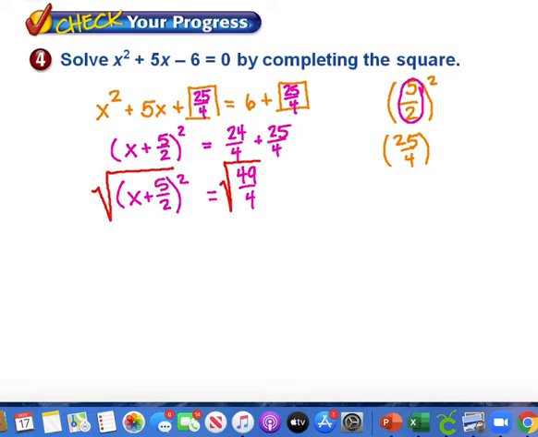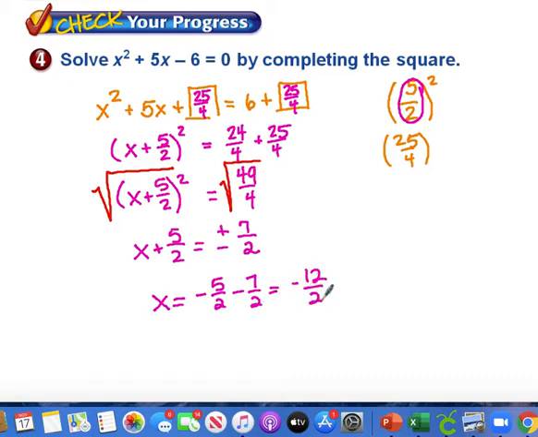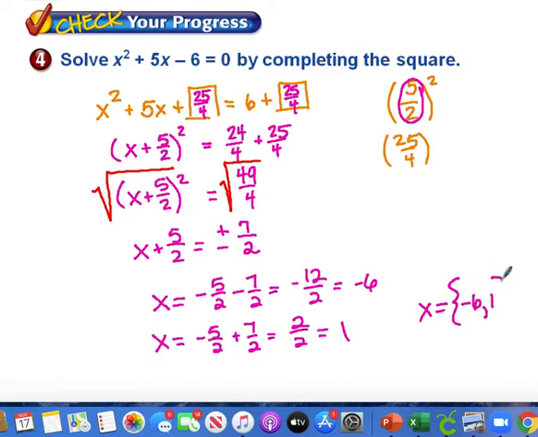And my square root property is going to give me x plus 5/2 on the left is equal to positive or negative. Now the square root of 49/4 is going to give me 7/2. So I will now isolate my x. That's going to give me negative 5/2 minus 7/2, which will simplify to be negative 12/2 or negative 6. And I will get negative 5/2 plus 7/2, which gives me 2/2 or 1. So I have two answers, one being a negative 6 and one being a positive 1.